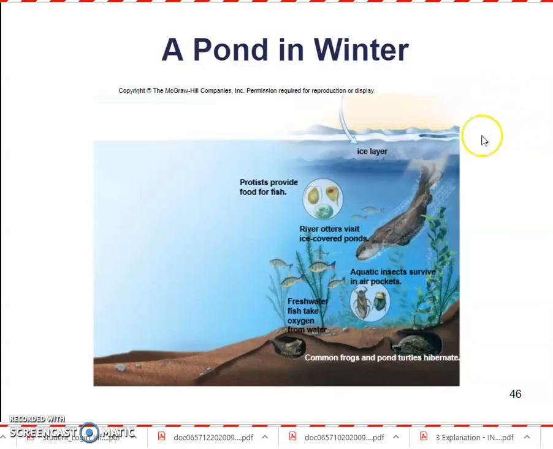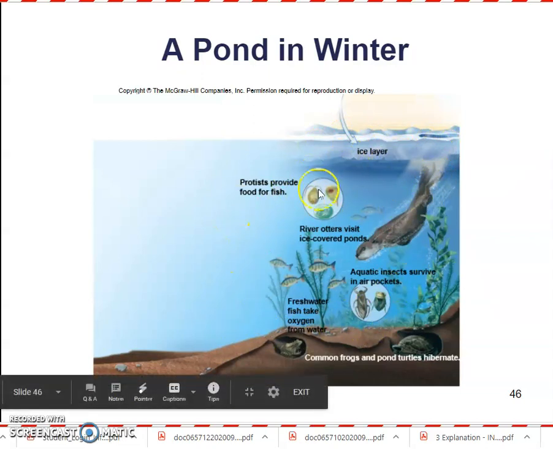Here is a pond in winter, so there's ice on top. Okay, remember it's less dense, so it's going to float. All right, and all of the living things down here, that water is still liquid. They can still do what they need to do in that water.